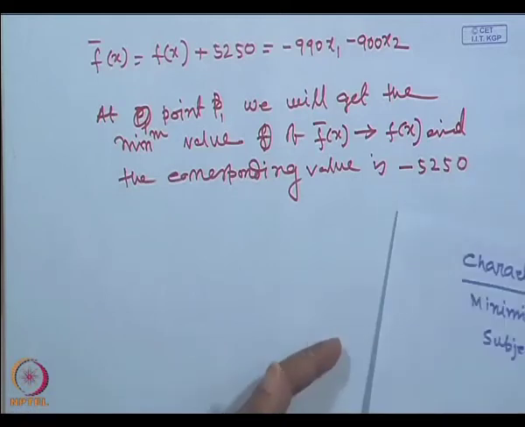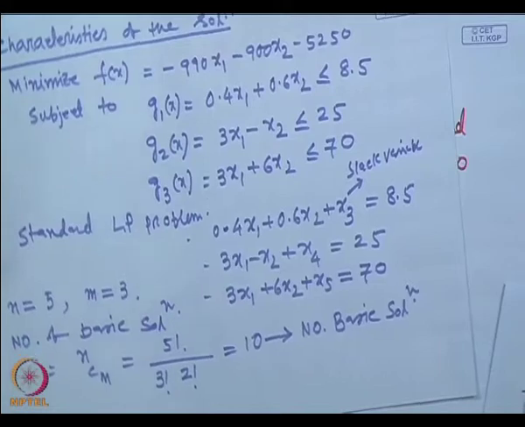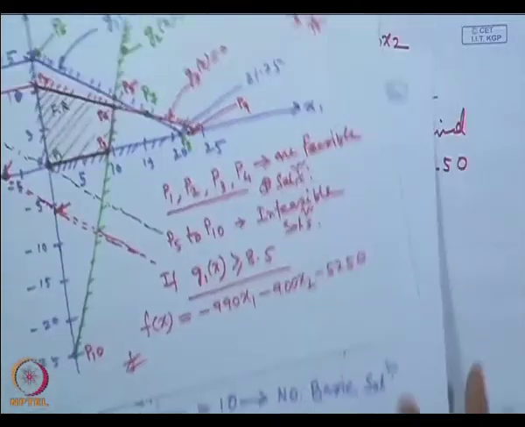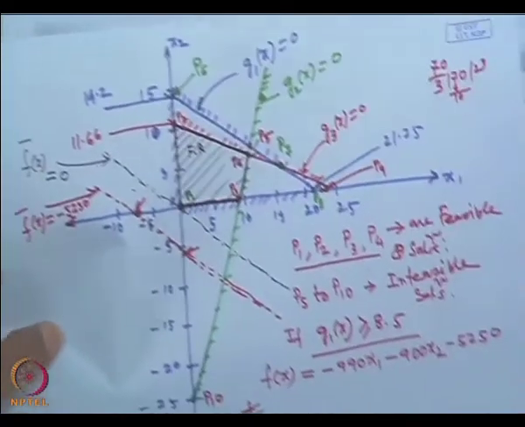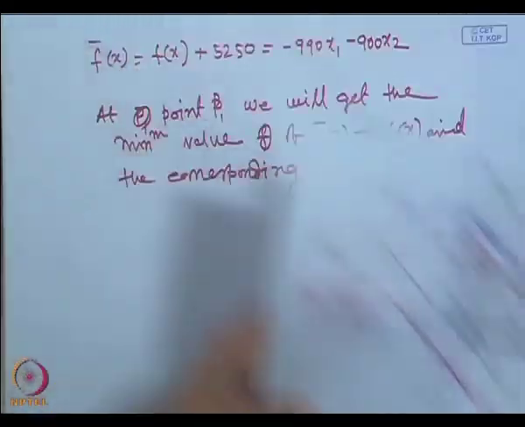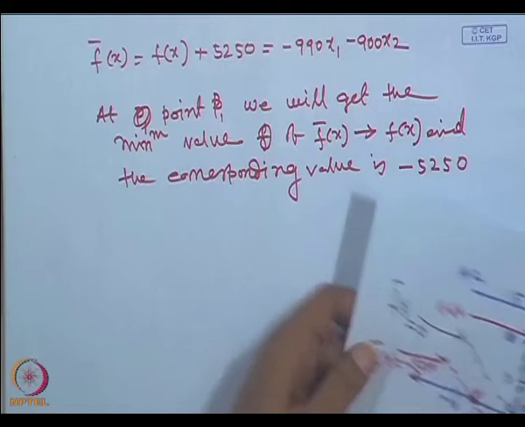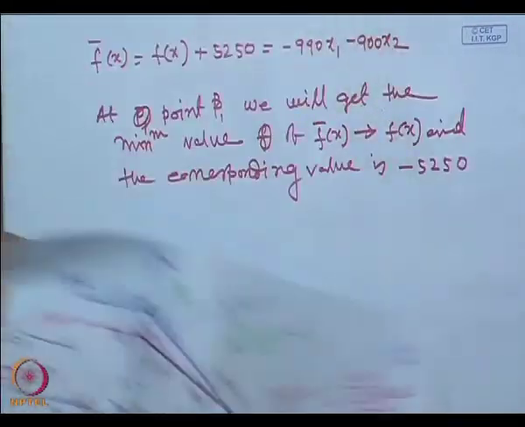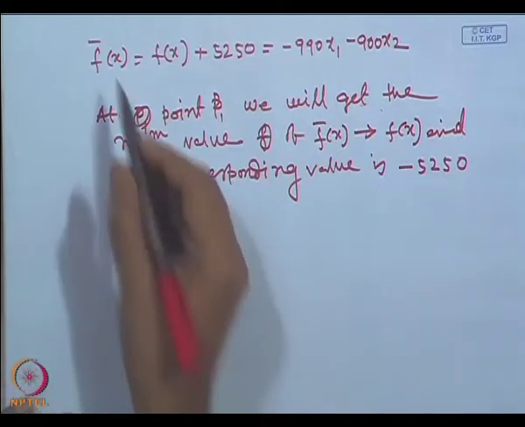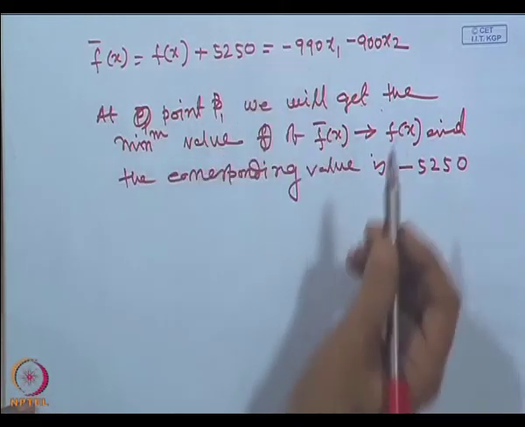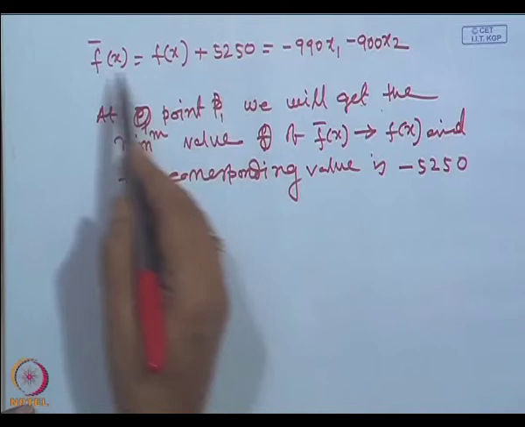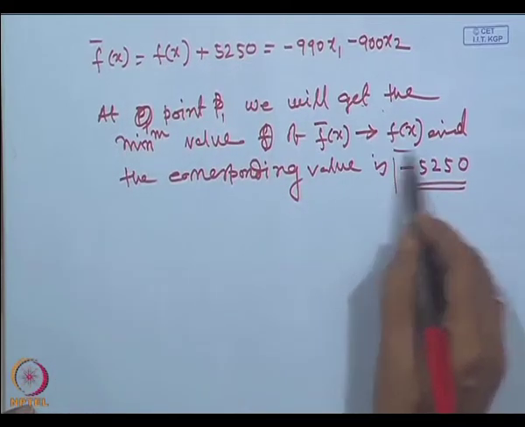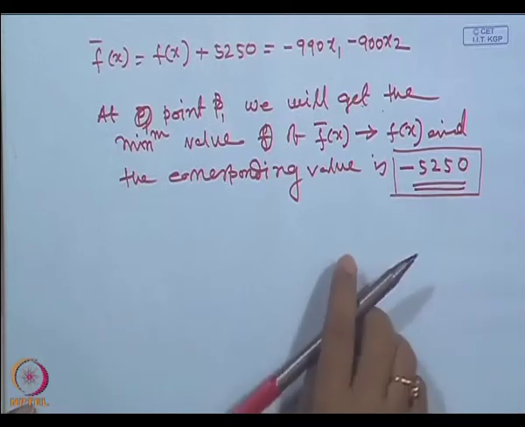You see this one, the f bar we have considered. The value of f bar here is equal to 0. So, f of x is equal to minus 5250, and this is the optimum value of the function.